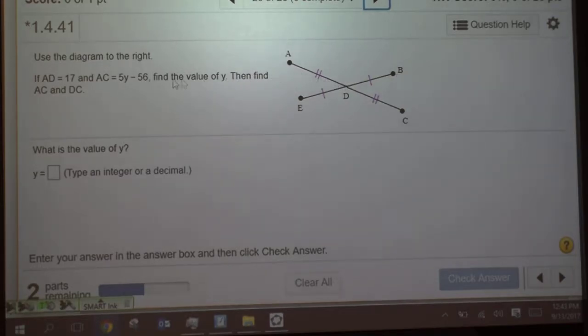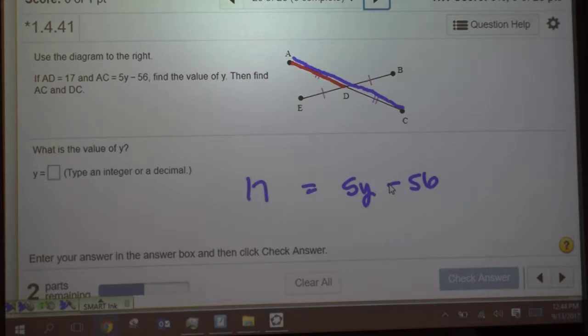But in order to solve for Y here, think about the parts that they give you. This is what I like to do: I like to look at my picture, maybe redraw it on some scratch paper, and highlight the parts that they gave me. I think it makes it a little bit easier to recognize the relationship. So I got AD, that's 17, and they also give me AC, which is that distance. What a lot of people want to do is say 17 is equal to 5y minus 56, because those are the two things they give you.